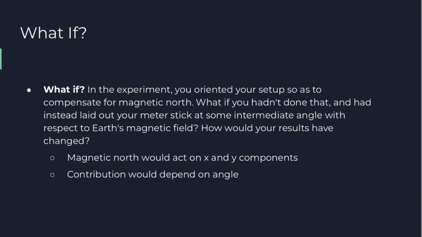If I instead laid out my meter stick at some intermediate angle with respect to Earth's magnetic field, our magnetic north would act on the x and y components, and the contribution of that would then depend on the angle, and that would have therefore changed our results.